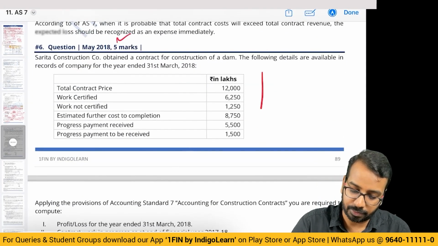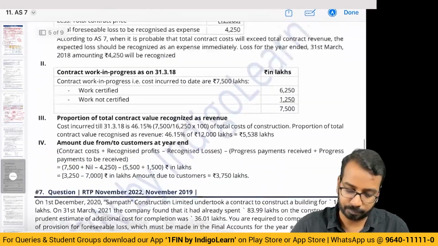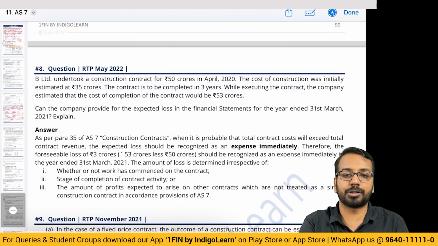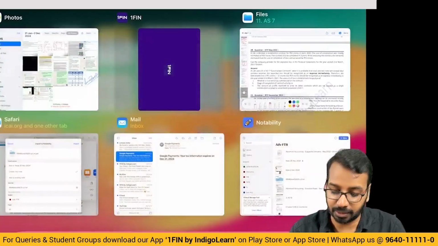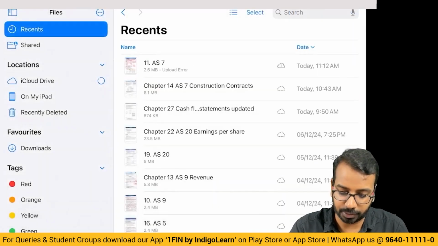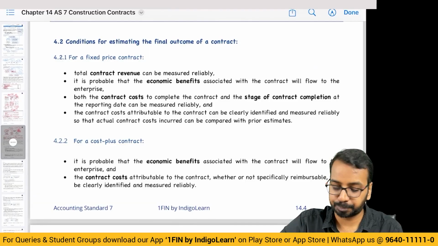Again, similar question, May 18, 5 marks. Okay. Right? So we have handled the type of questions working that will be tested in the examination. Now coming back, a quick recap of the theory portions.